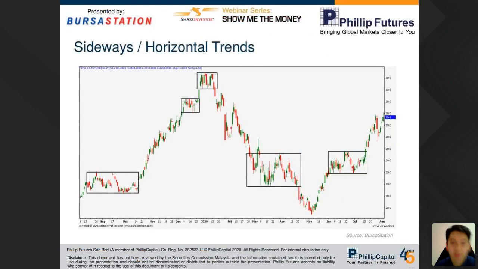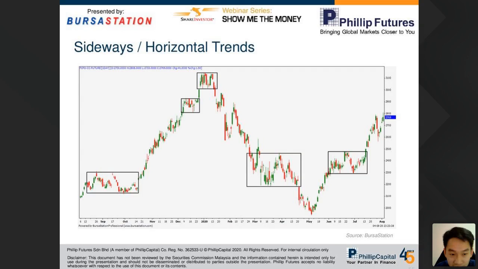Okay, the third trend will be a horizontal trend. We call it sideways for short. Sideways is a period of the market where there's the same high and same lows. So technically, price is not moving anywhere. It's not going to higher highs, it's not going to lower lows. It's just going sideways.